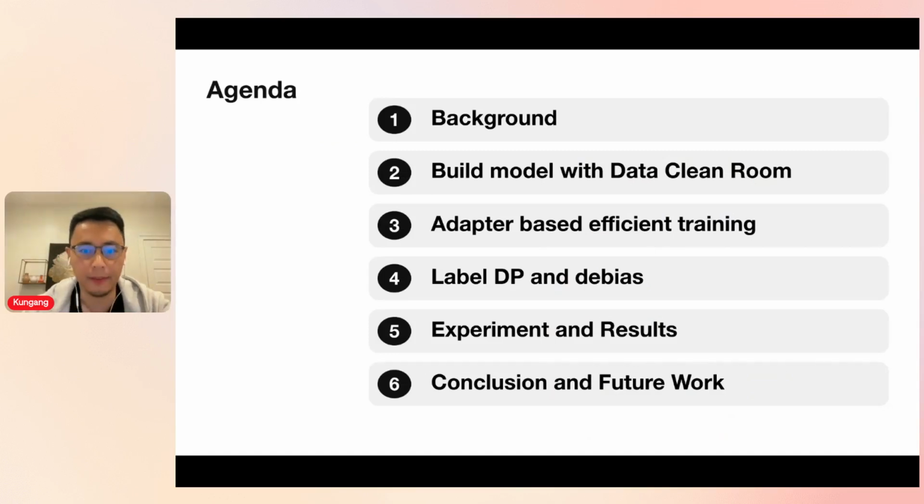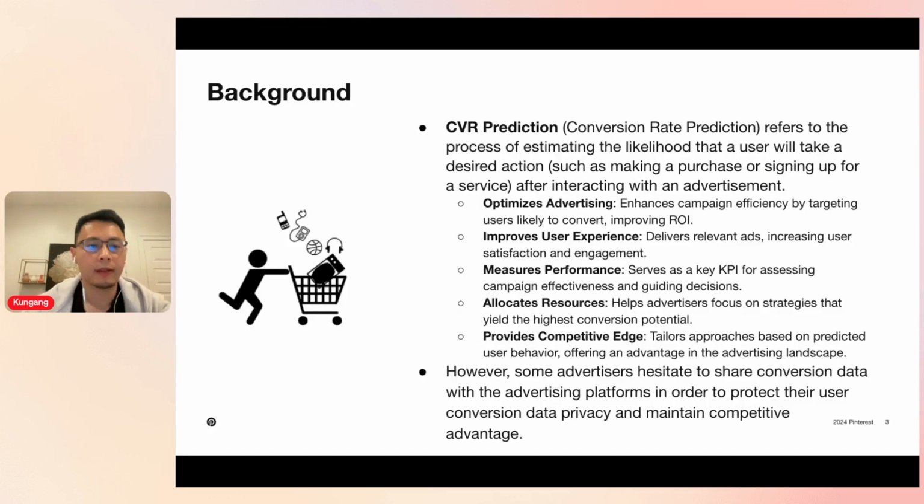Here's today's agenda. The main focus of this work is ad conversion rate prediction. It means the process of estimating the probability that a user will make a purchase or sign up for a service or other conversion activities after they interact with the ads. It is very crucial for the ads industry because it helps to optimize advertising, can improve the user experience, helps to measure the ad performance, helps to allocate resources, and provides a competitive edge.